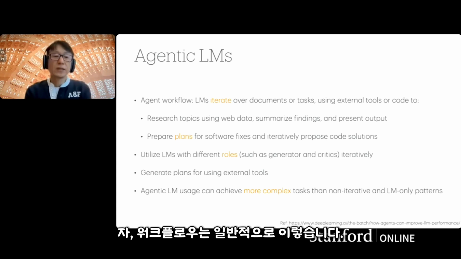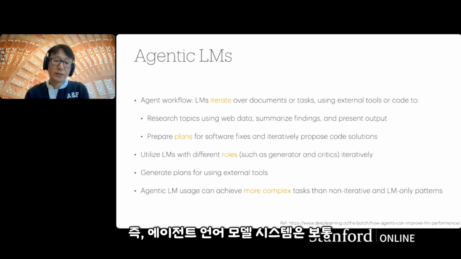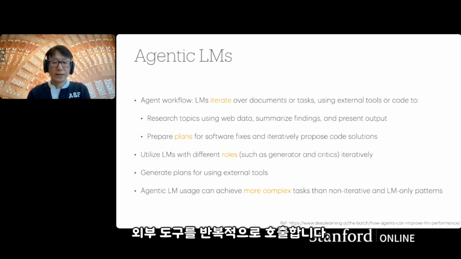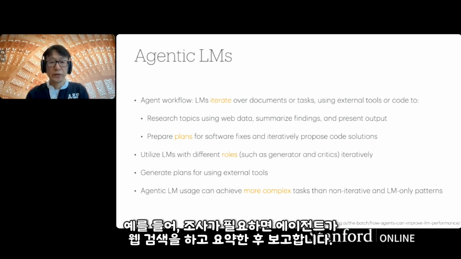All right, so the workflow is generally like this. In essence, an agentic language model system is one where the language model makes iterative calls by reviewing the document of the task and then making external tool calls. For example, if you want to research certain matters, you can prepare your agent to do research, web search or a different type of search, keep summarizing iteratively, and finally prepare the report for you or for your system.